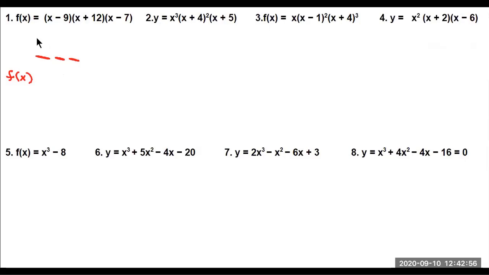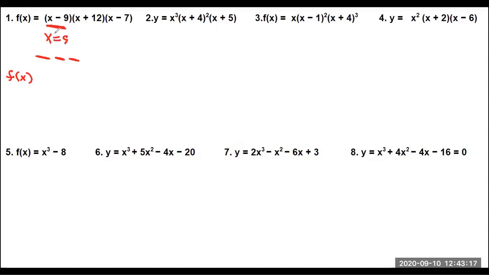Take a look. Which one? The first one? So what would the 0 be? What would the 0 be? You, Chelsea. Maybe 9. It's going to equal 9.